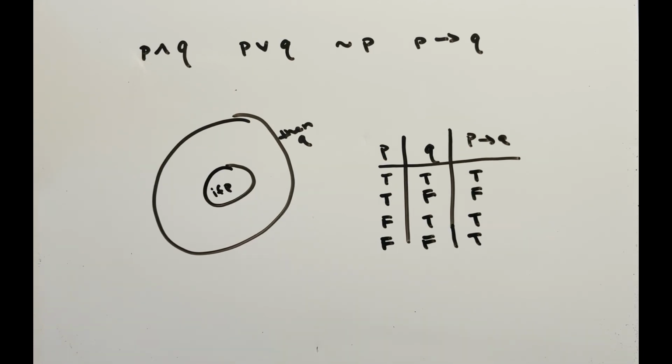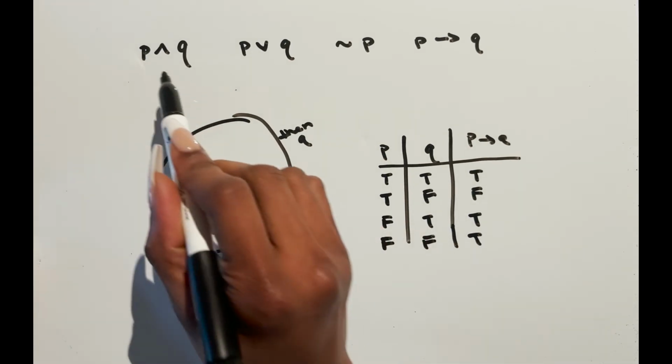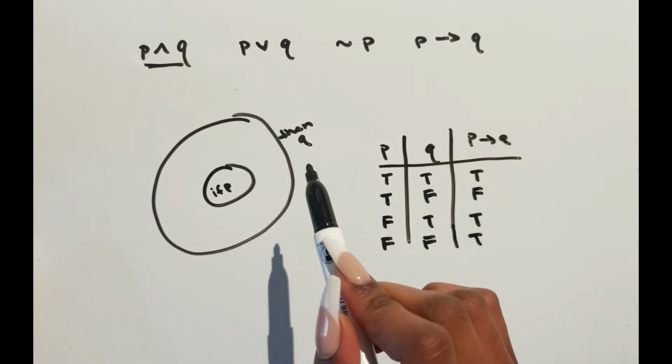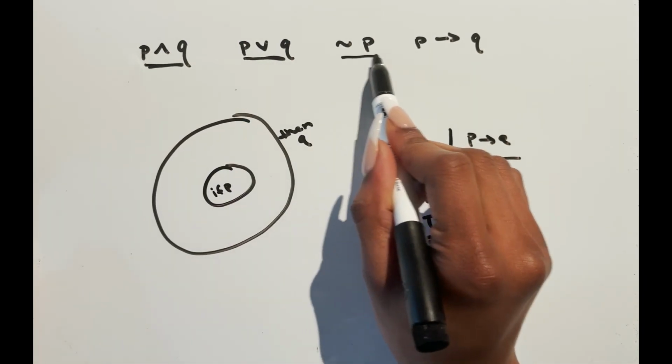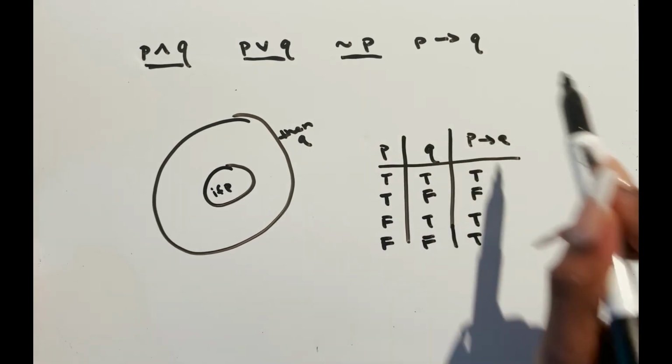So we've gone over the truth tables of the statements P and Q, P or Q, not P, and if P, then Q.